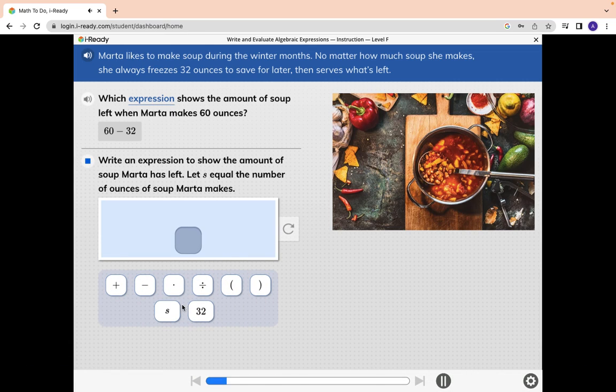Write an expression to show the amount of soup Marta has left. Let S equal the number of ounces of soup Marta makes. So if Marta makes S amount of soup, we're going to start off with S minus the number she's going to save, which is 32.